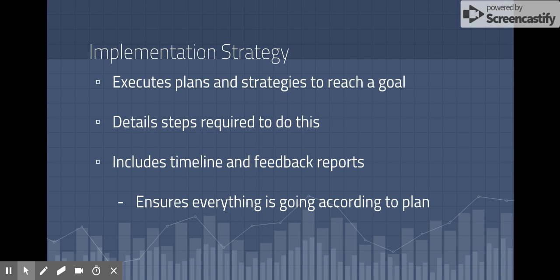Next comes the implementation strategy. This is the execution of all the strategy and plans to reach and achieve the set goal. It also gives detailed steps to do this as well as a timeline with constant feedback updates. This is meant to ensure that everything is going according to plan.